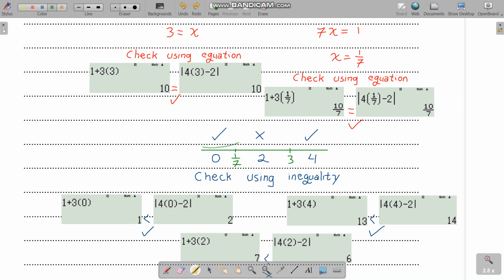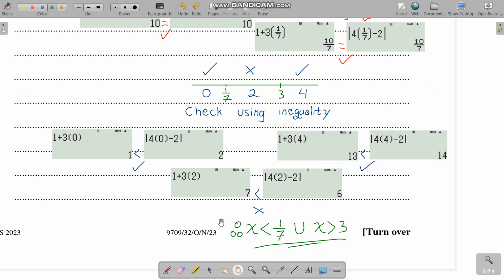So you make a number line now, put the critical values 1 over 7 and 3. So because we have two critical values, we have 3 possible intervals. The left smaller than 1 over 7, the middle between 1 over 7 and 3, and the right interval greater than 3. Now you check which interval we can use using the original inequality.